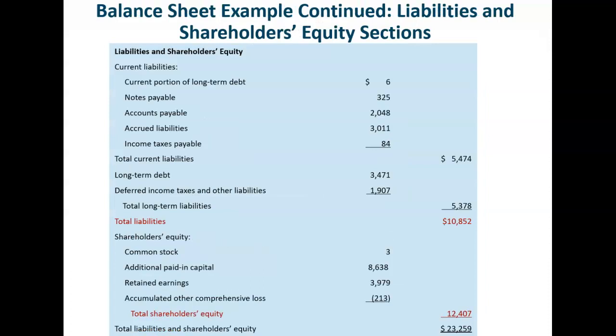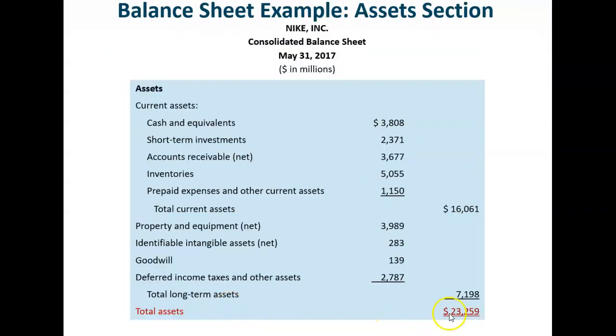Shown here are the remaining two portions of the balance sheet of Nike, the liabilities and shareholders' equity sections. An important aspect of the balance sheet is that total assets must equal total liabilities plus total shareholders' equity. In this case, $23,259,000,000 in total liabilities and shareholders' equity equals $23,259,000,000 of total assets for Nike.